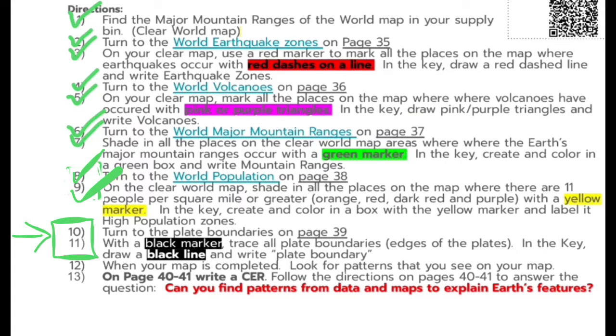All right, we're now on steps 10 and 11. So step 10, turn to the plate boundaries on page 39 in your journal, and with a black marker, trace all the plate boundaries or the edges of the plates. In the key, draw a black line and write plate boundaries. Let's see what that will look like.